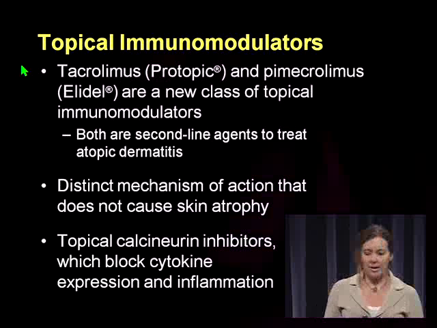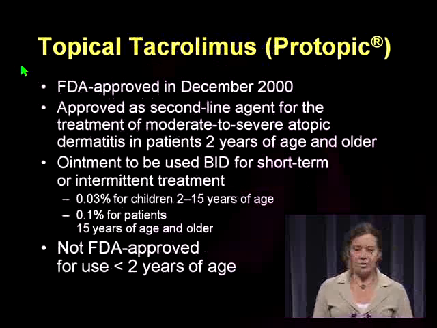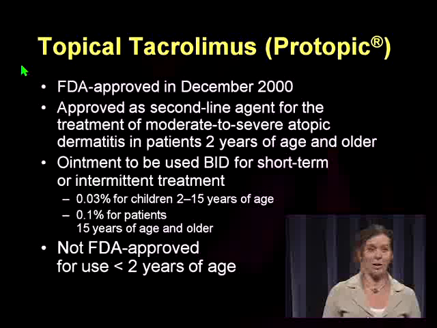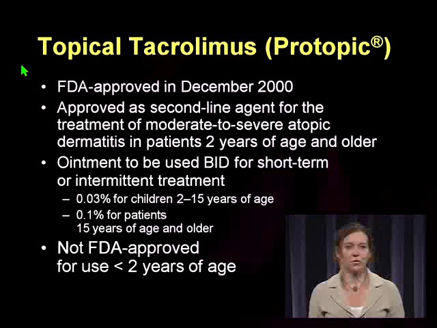These are topical calcineurin inhibitors. They block cytokine expression and subsequently inflammation. So Protopic, or topical tacrolimus, was the first immunomodulator that was approved for the treatment of atopic dermatitis, and it is FDA approved, but it is only approved as a second-line agent for moderate to severe atopic dermatitis. And this is for patients that are 2 years and older.